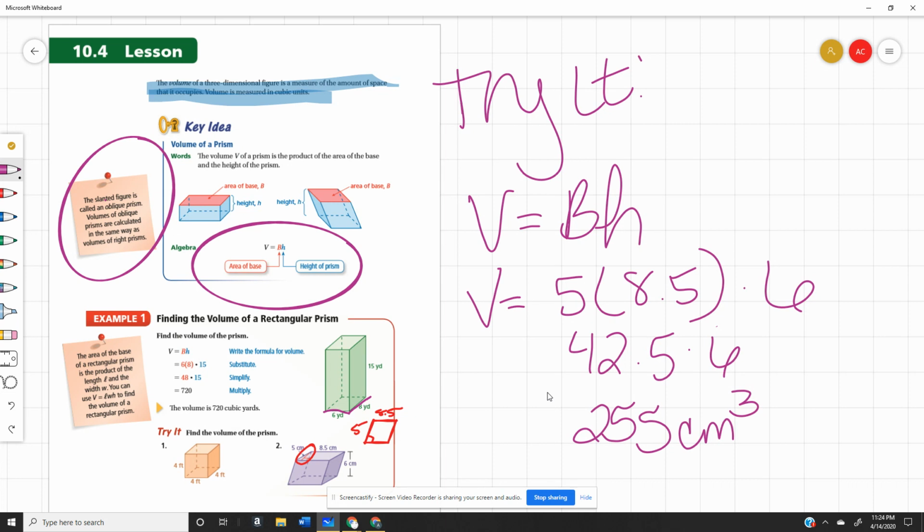If you have questions, send me an email and say, Miss Crewy, I don't understand how to calculate the volume of a prism. Where does the height come from? Or, what does area of the base mean? Okay? So when you send me an email, tell me what you don't understand, so I can help you work through it a little bit. Okay? Moving on.